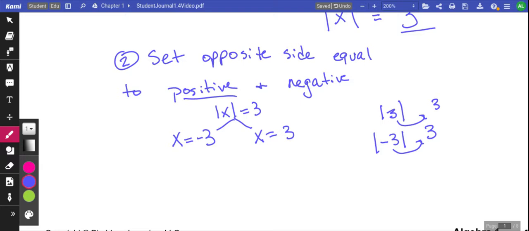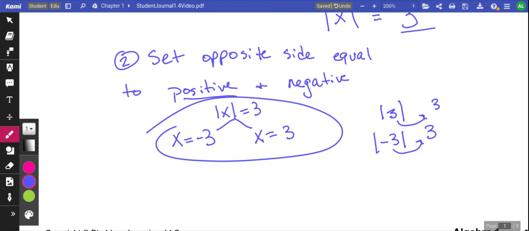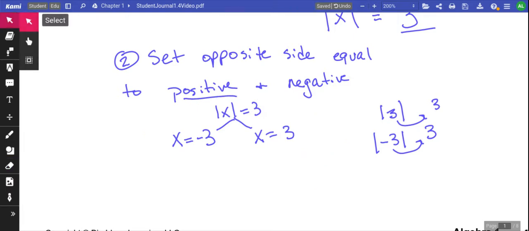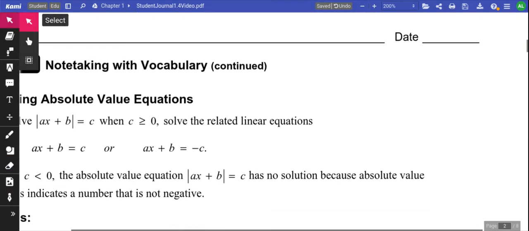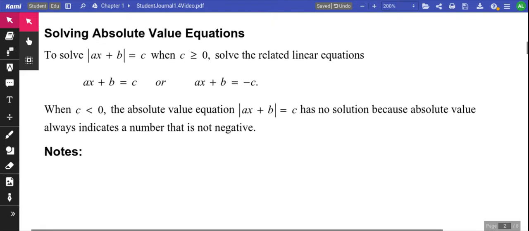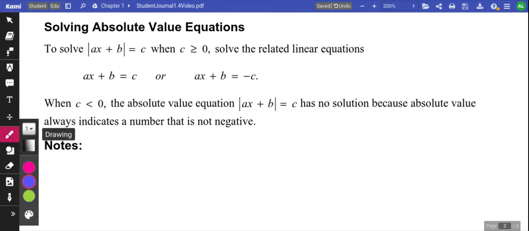But for the most part, keep in mind, when you're solving absolute value, you've got to split it into two equations, a positive and a negative. All right, so let's look at that. This is the math speak way to say what I just said. To solve this out, you've got to make it equal to the positive and the negative.